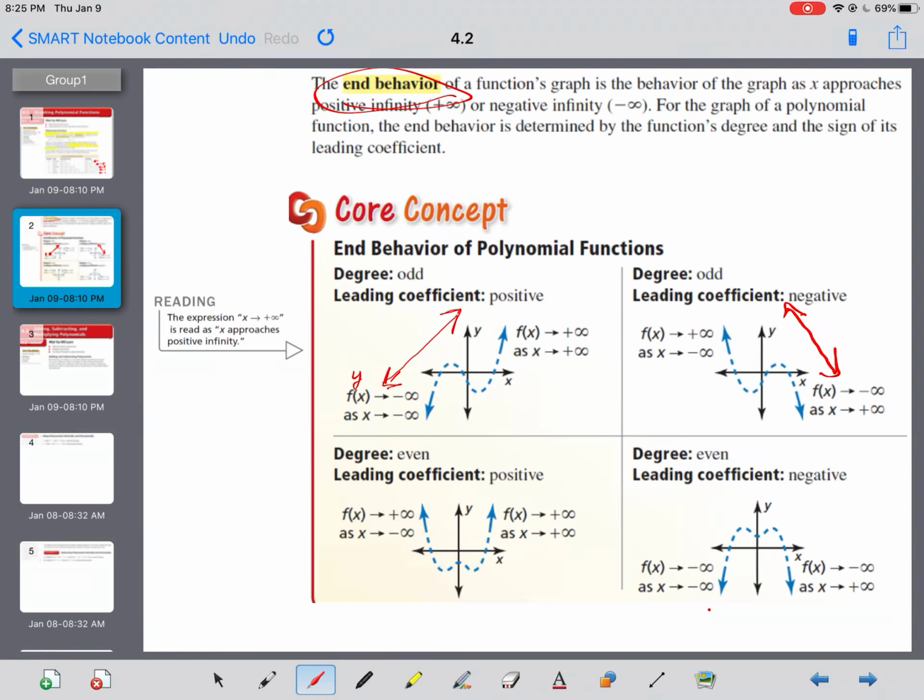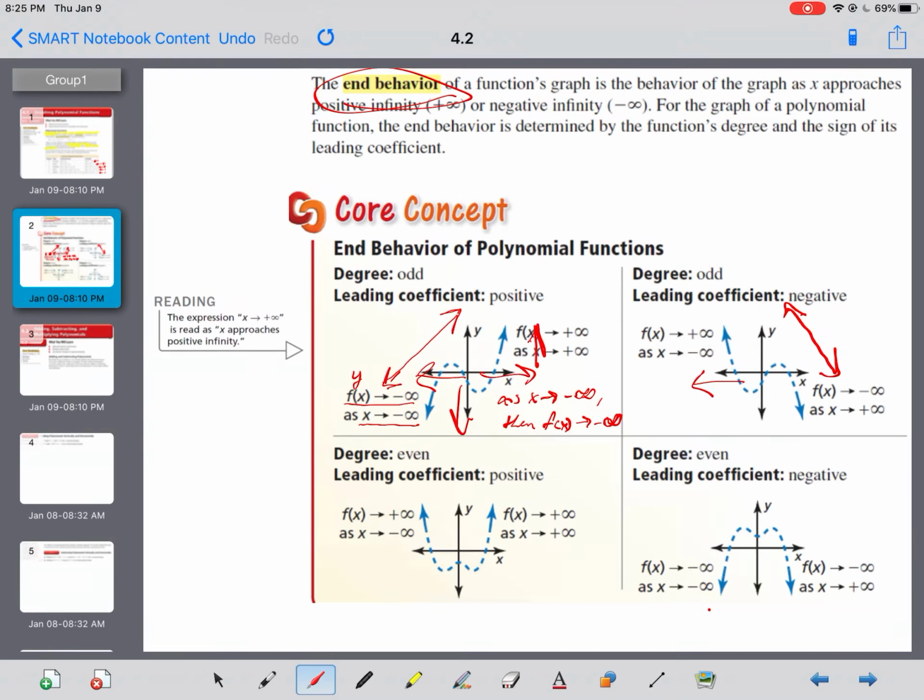I usually say these in a different order. I usually talk about it in terms of x and then in terms of y. I would say as x approaches, that's what that arrow means, approaches negative infinity, then f of x, or y, approaches negative infinity. And all that is saying is that as x goes to the left, y goes down. As x goes to the right, y goes up. And it's backwards over here.